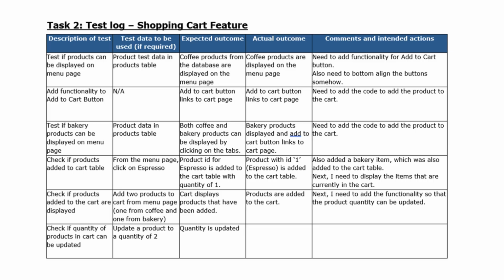We need to test if the quantity of products in the cart can be updated. We'll try updating one of the products in our carts that have a quantity value of 2. And we expect the quantity to be updated and the products to still be displayed in the cart as they were before. We also expect this update to be reflected on our cart table in the database.